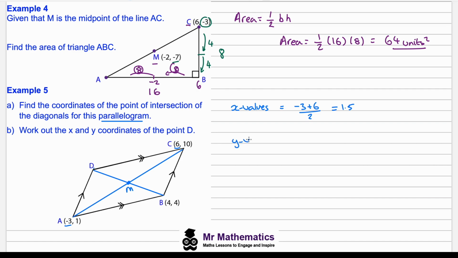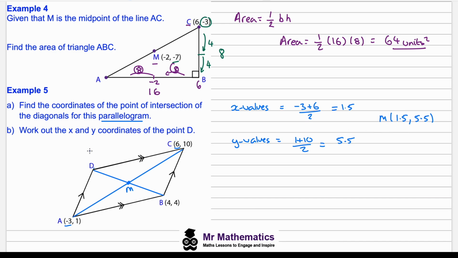And the y values will be the 1 plus the 10 divided by 2. 11 divided by 2 will give us 5.5. So at M, the coordinates will be 1.5 and 5.5. And this will be where the two diagonals intersect.